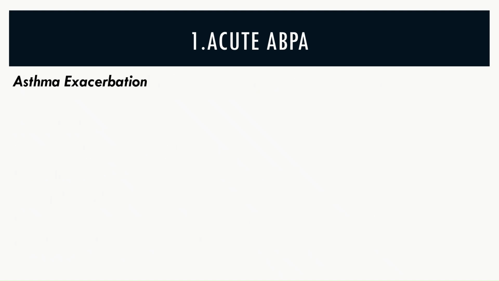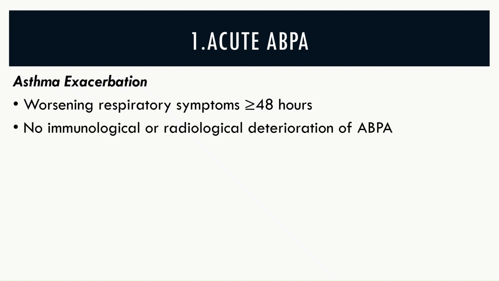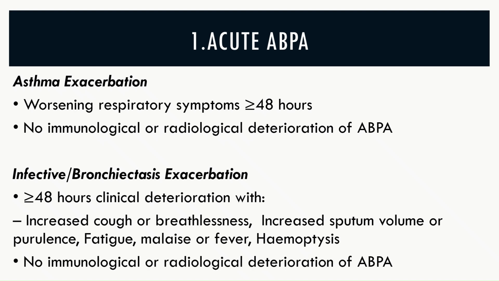Asthma exacerbation refers to worsening respiratory symptoms lasting for at least 48 hours without immunological or radiological evidence of ABPA deterioration. And infective bronchitis exacerbation refers to clinical deterioration of at least 48 hours with symptoms such as increased cough, breathlessness, increased sputum production or purulence, fatigue, malaise, fever, or hemoptysis. Again, without immunological or radiological deterioration of ABPA.